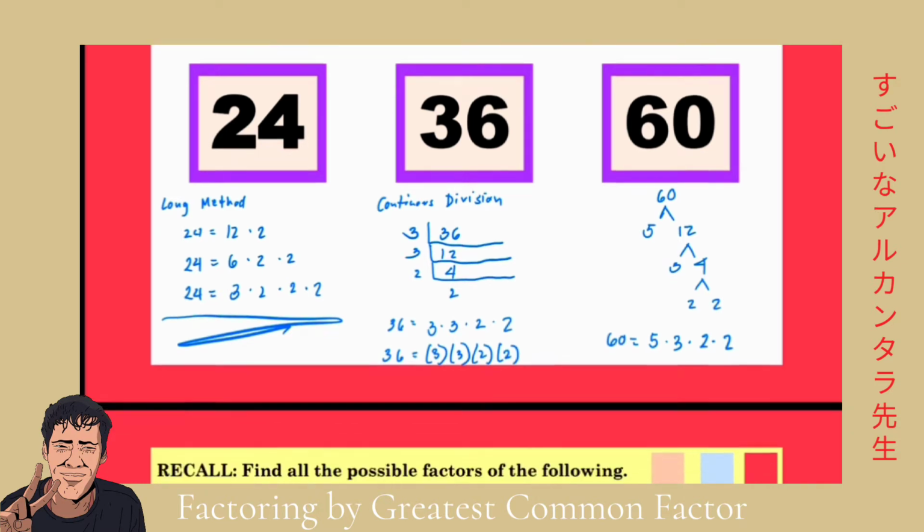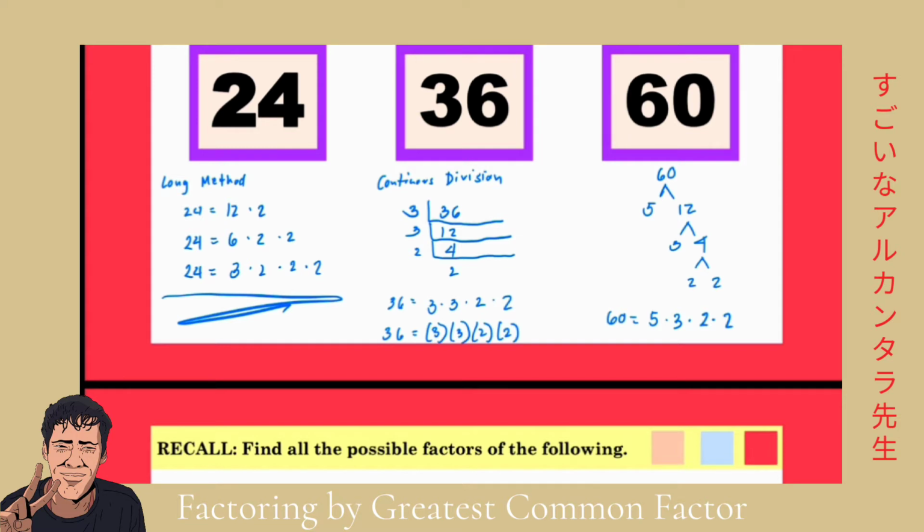So in here, what we've shown you already is that we can have the long method, the continuous division, and we can also have the factor tree. These are different ways of getting the factors of different numbers. And at the same time, I would like to say that if you're already good with doing this mentally, you don't have to write it this way anymore, to save time. The reason why I would like to show different ways of getting it is to prove again that in mathematics, there are different ways of solving a given problem. Okay, just like in life.